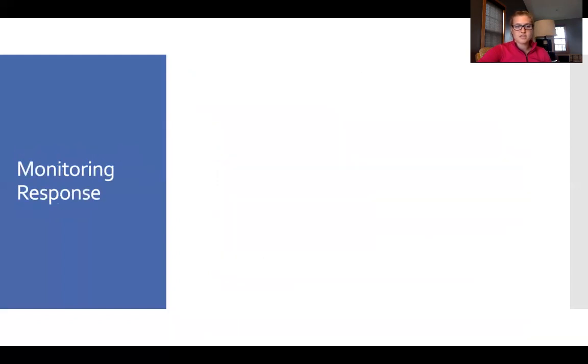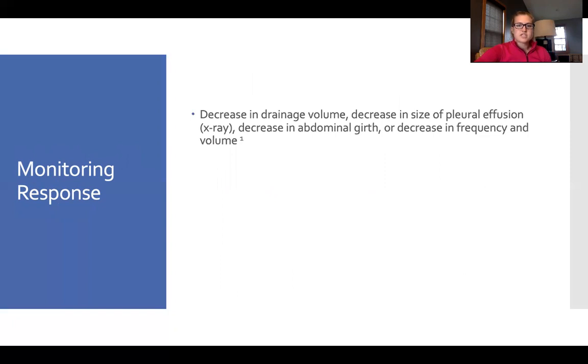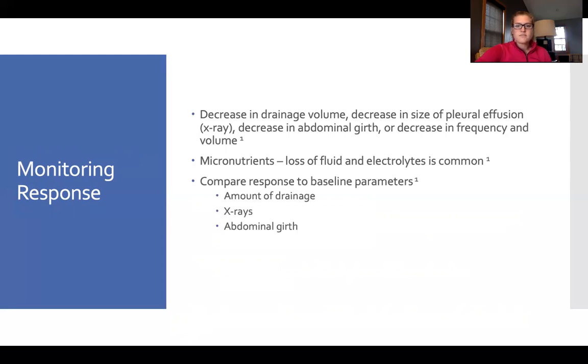And next, with monitoring the response, we want to make sure that there's a decrease in drainage volume, a decrease in size of the effusion, and that could be through X-ray, decrease in abdominal girth, or decrease in frequency and volume of the chyle leak. Next, we want to make sure that the micronutrients are being met, because there is a loss of fluid and electrolytes within the chyle, and it's very common. If we're able to, we want to compare the response to baseline parameters. So really looking at the amount of drainage, different X-rays if that was applicable, or abdominal girth.